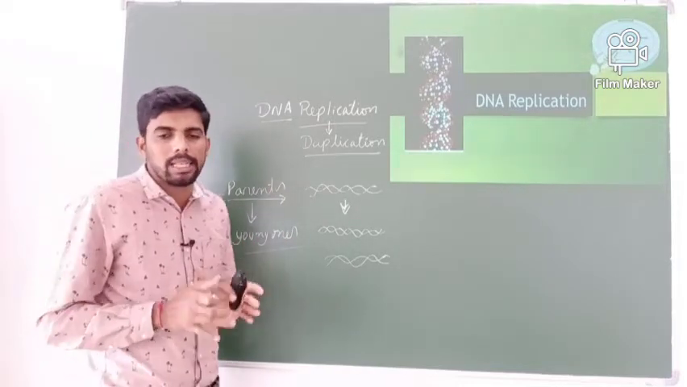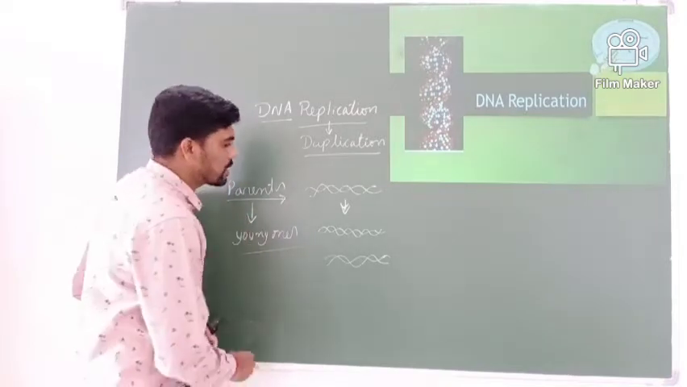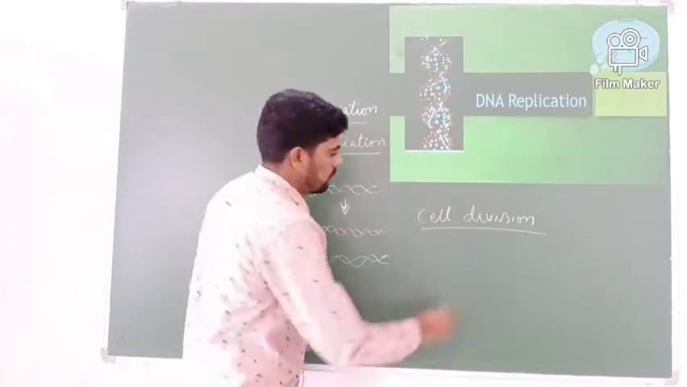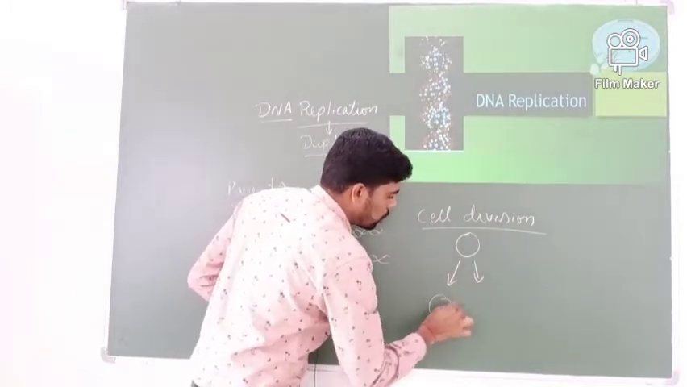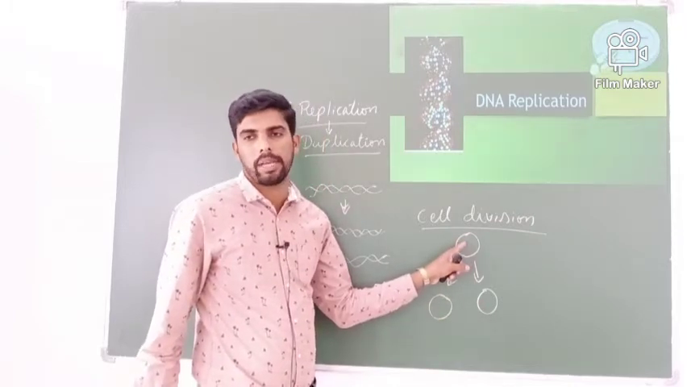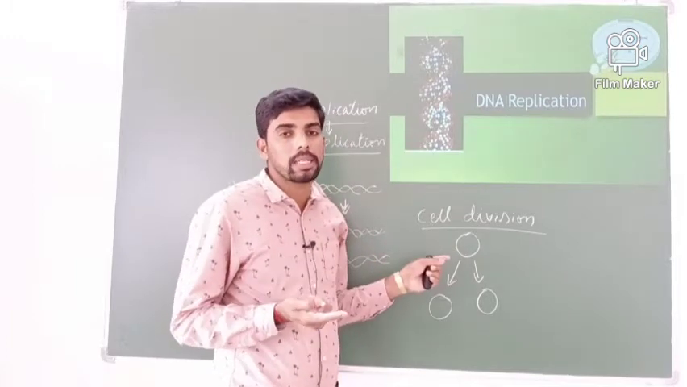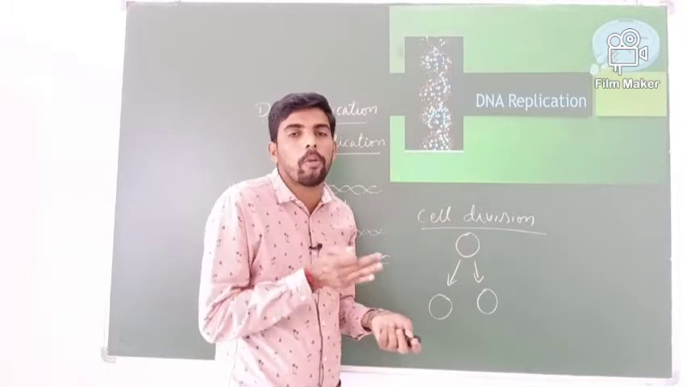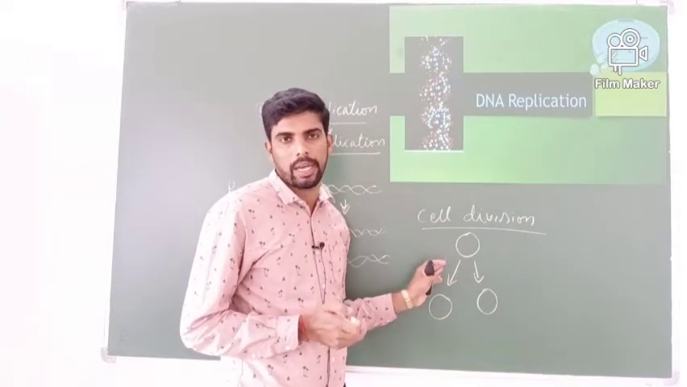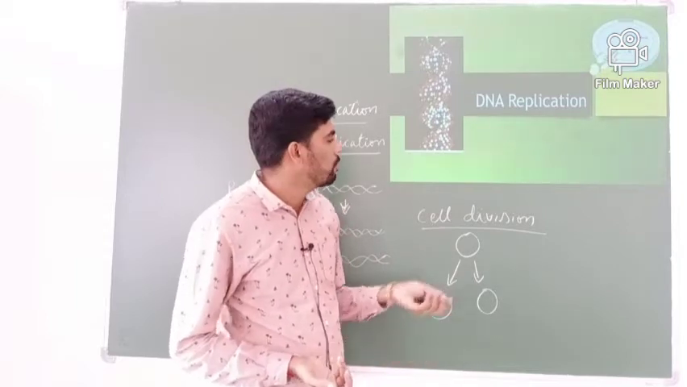Another thing: all living organisms show growth. Growth means an increase in size or mass. How do size and mass increase? Through cell division. Cell division means a parental cell divides to produce two daughter cells. Both daughter cells are exactly similar to the parental cell, with all cell organelles, nucleus and genetic material. Hence, before cell division, the parental cell creates extra copies of its cell organelles like mitochondria, nucleus and cytoplasmic content, along with genetic material. DNA replication is the essential event that creates extra copies of genetic material.